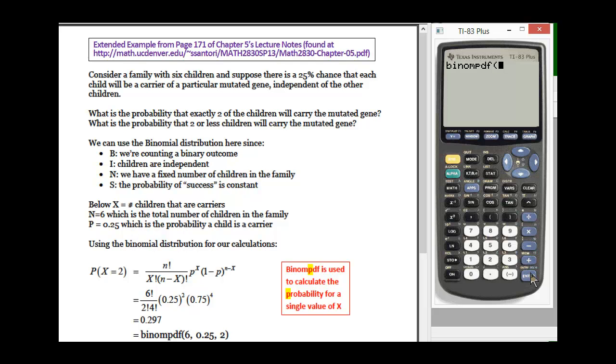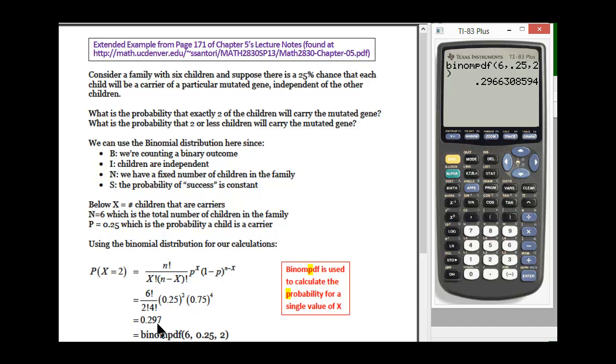And the order they want you to enter things is first N. So I have an N of 6, and I'm going to put a comma. And then P, your probability. So my P is 0.25. And then what you're computing the probability of. So this is the probability that X equals 2. So I'll put 2, and close my parentheses. And when I press enter, that gives me my 0.297, which we had rounded. So that computes this whole quantity here.